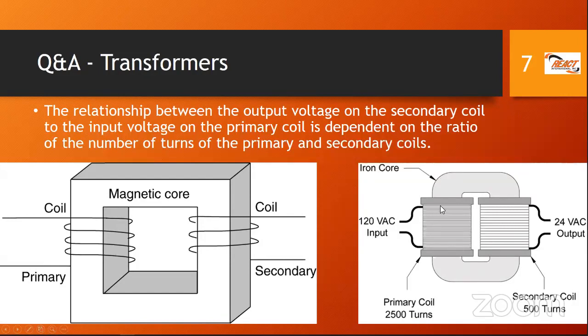So if we see here, we have a transformer where we have 120 volts in, but because we have a ratio where you have 2,500 turns to 500 turns, right? A ratio of 5 to 1, notice that the output voltage is 1/5, 24 volts, compared to the input of 120 volts.